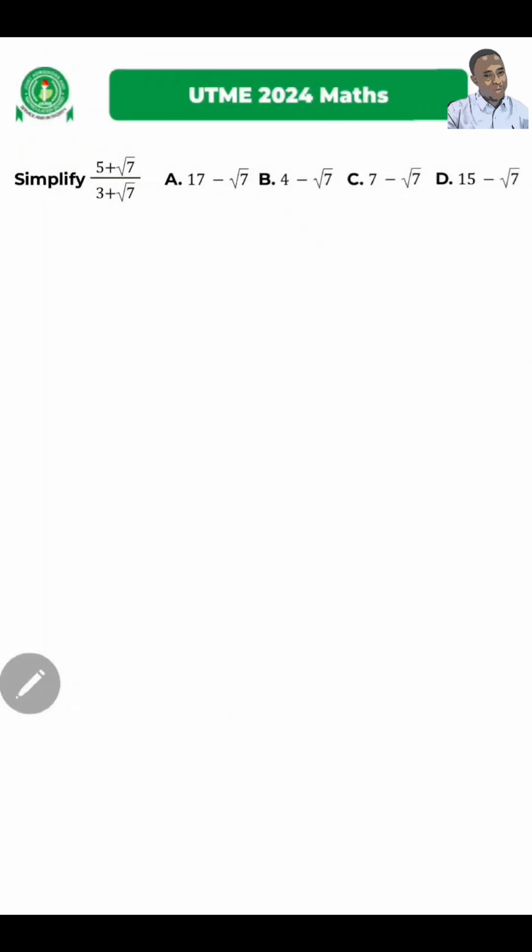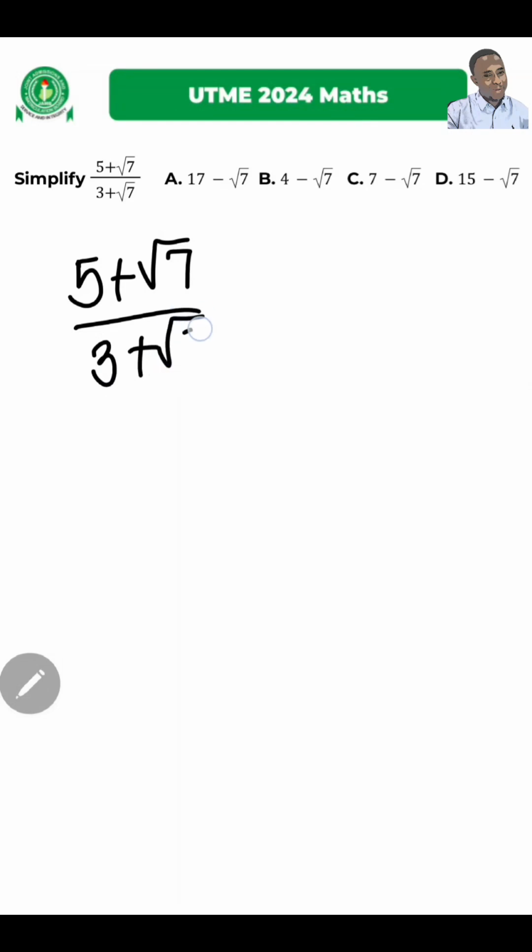Question 20 says simplify 5 plus root 7 divided by 3 plus root 7. You know, simplify in this case clearly means rationalize. So I have 5 plus root 7 over 3 plus root 7 multiplied by the conjugate of the denominator, which will be 3 minus root 7 over 3 minus root 7. So let's multiply carefully.